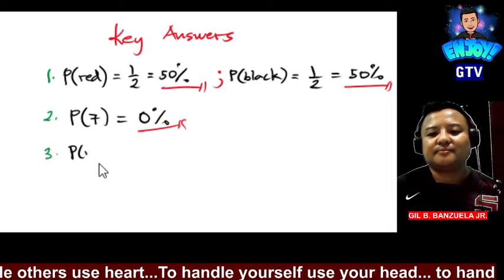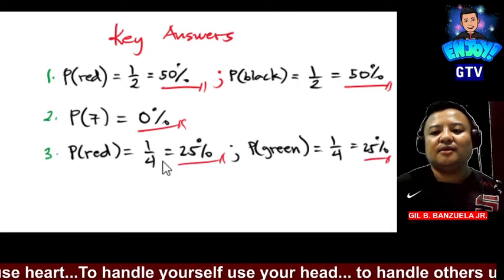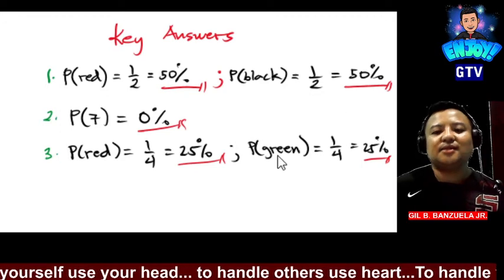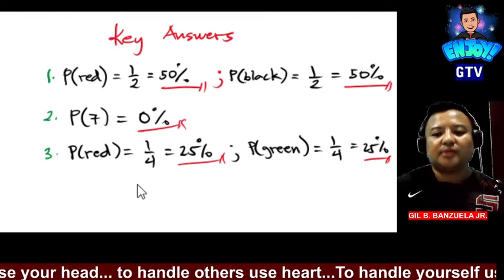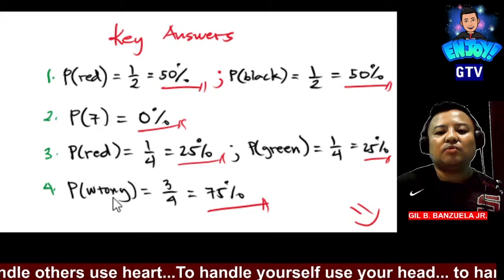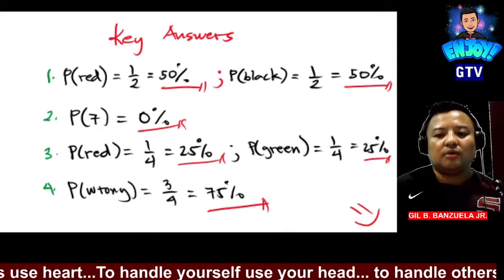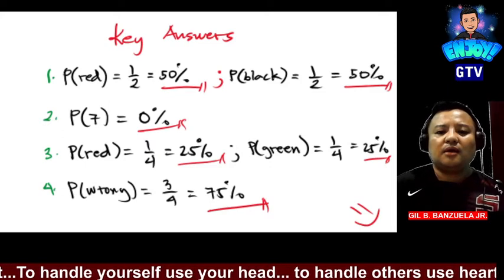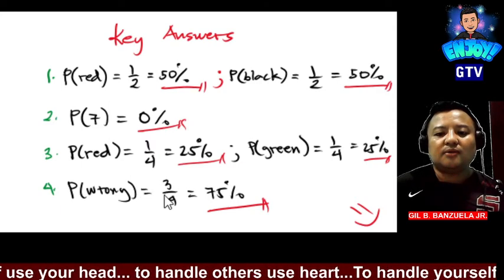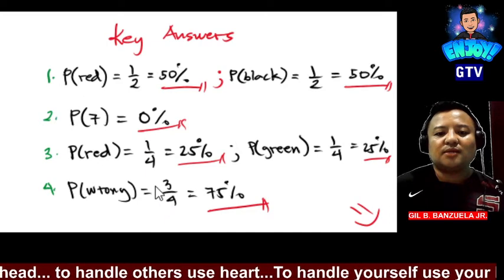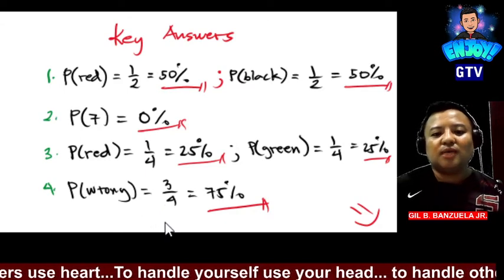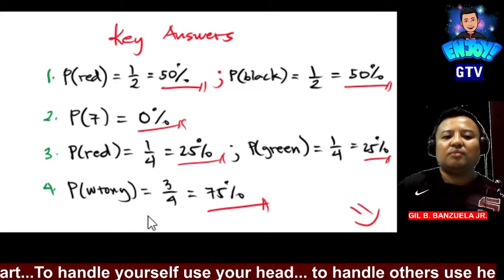Number 3. The probability of getting a red in the spinner is 1/4 or 25%. As well as in getting a green. That is also 25% or 1/4. And in a multiple choice, what is the probability that we will be wrong? Ayan. Siyempre sa isang exam, there is only one correct. Yun yung ating laging ina-expect, no? So, kung merong isang tama out of 4, that is 1/4 or 0.25. So 1 minus 0.25 is 75% or equivalent to 3/4.